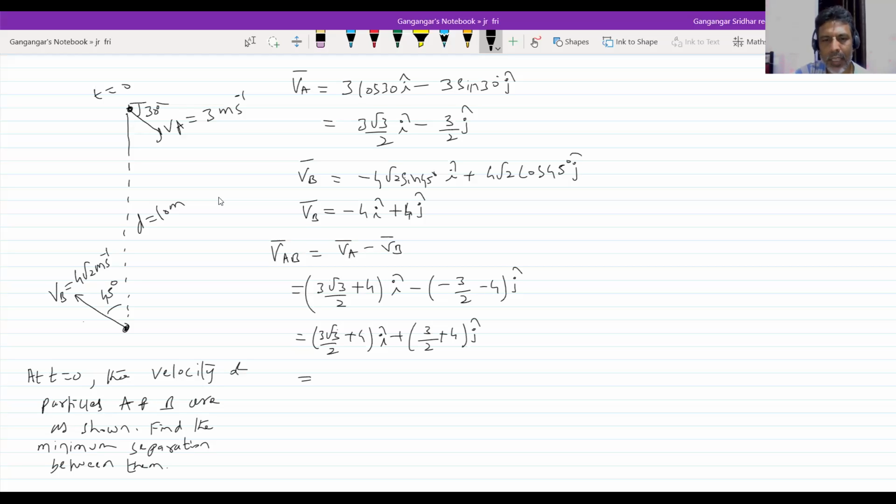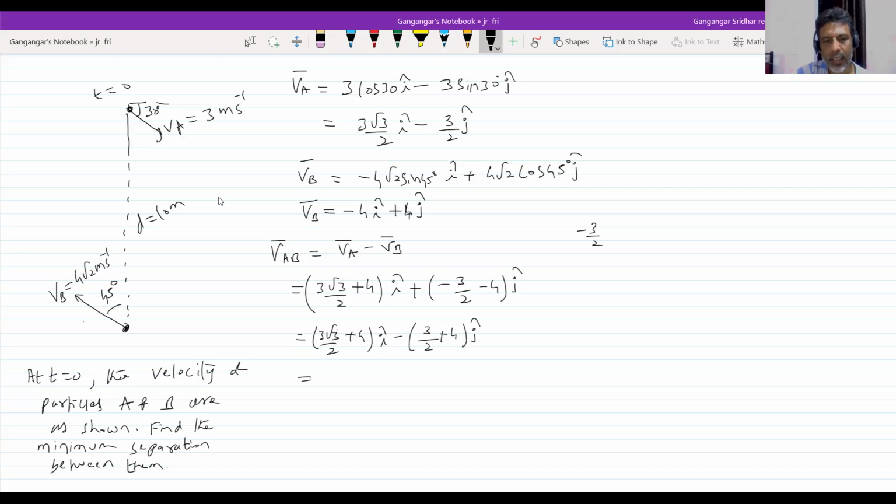VA bar minus VB bar, no? Yes, sir. VA bar minus VB bar. The minus sign is inside the bracket. Minus 3 by 2 minus 4 J cap. So you don't have to keep a minus in front of the bracket too. Yes. Okay, this one. Plus of minus. So here it will be negative. Okay, sir.